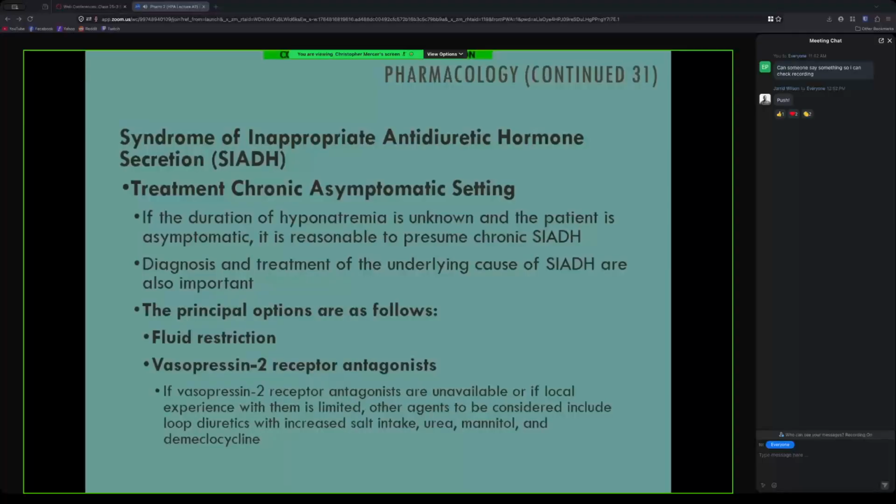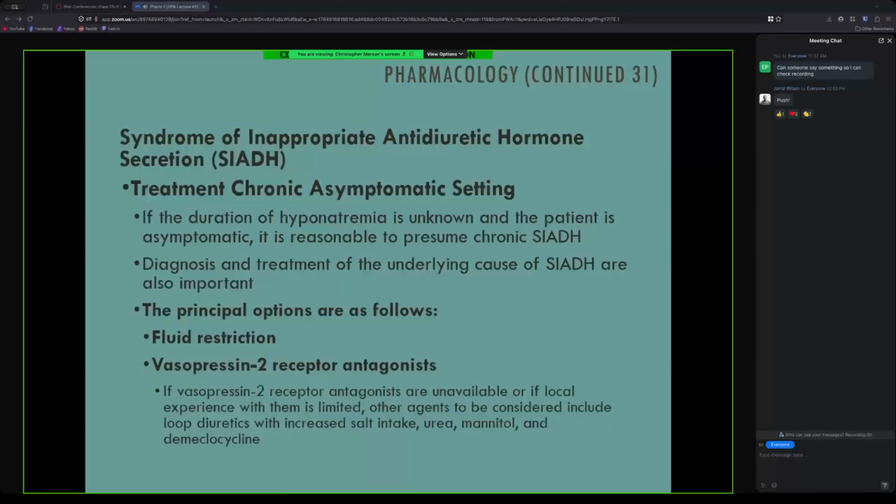So the principal options are there on the slide for you. Fluid restriction, first line, foundational. So if it's chronic, start there. Greater than 48 hours, mild symptoms, restrict the patient's fluids. And then we're going to move into vasopressin 2 receptor antagonists. So different agents working on ADH, and they're known as the vaptans. And we're gonna talk about the specific agents on the next slides.